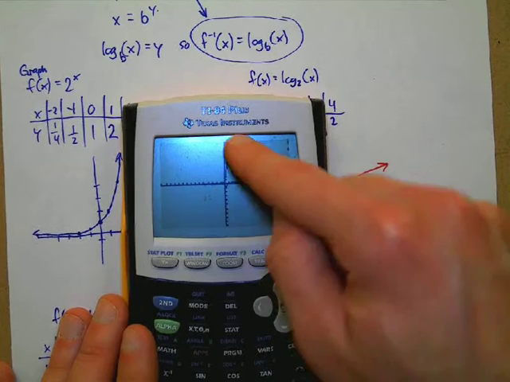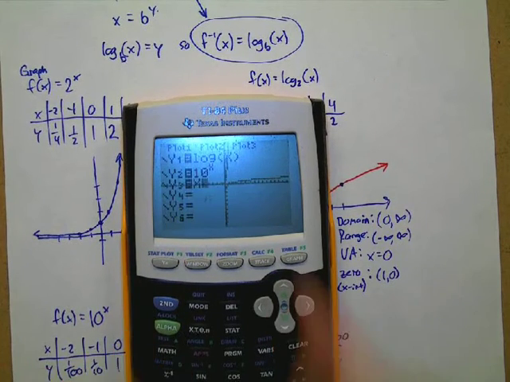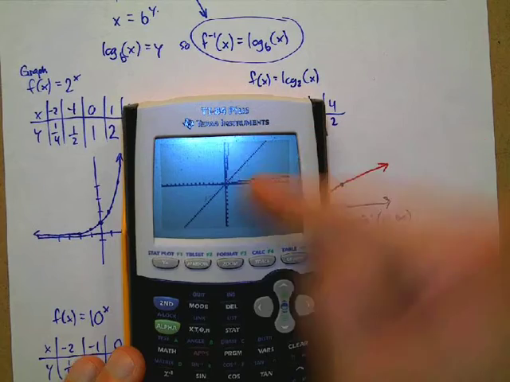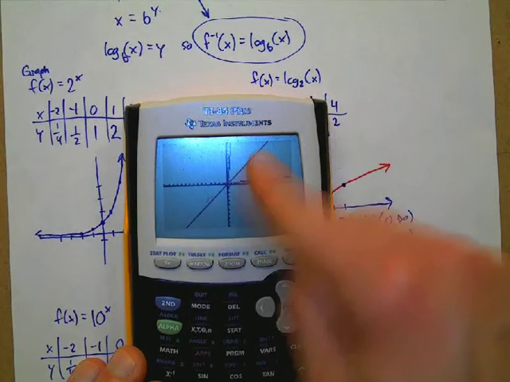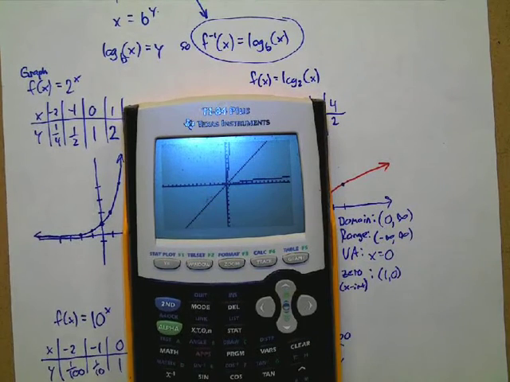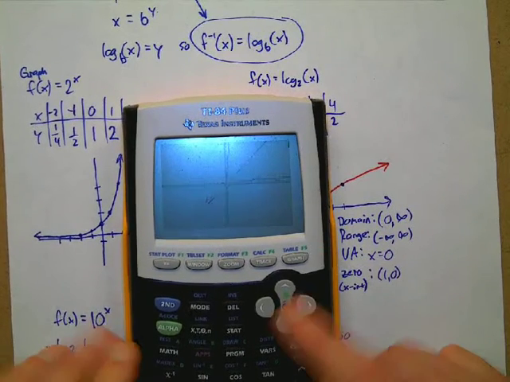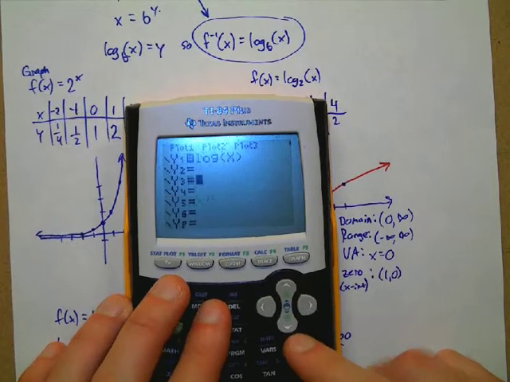And if I graph the line y equals x, you'll see there's 10 to the x, there's log base 10 of x. And you can see that they are reflections of each other over this diagonal line, y equals x. And you can go to your table, of course, and get points for log base 10 of x easily, right?